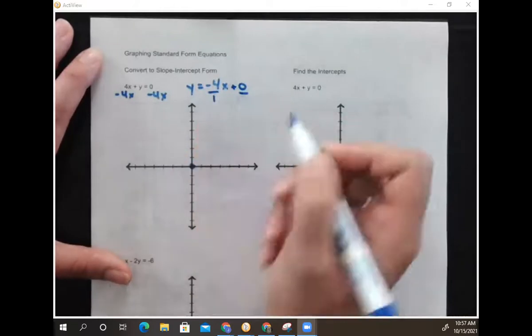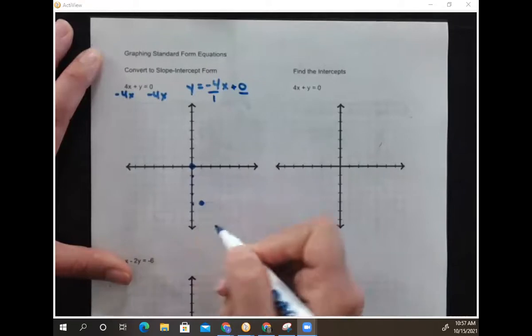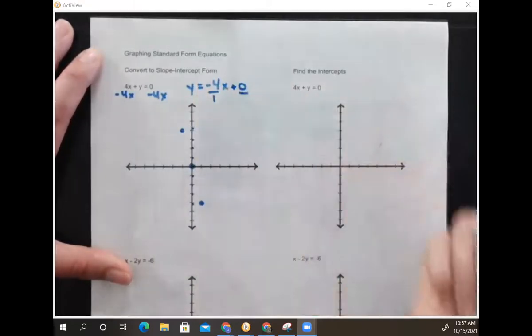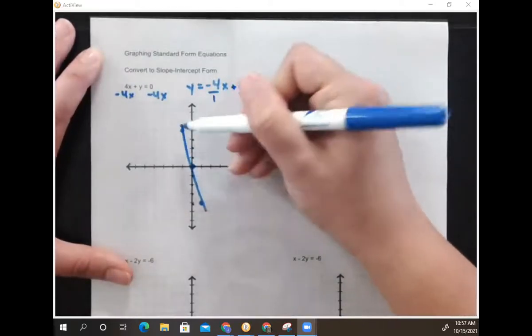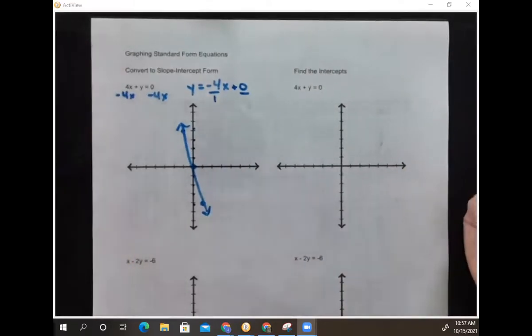So I'm going to go down 4 and over 1. 1, 2, 3, 4, over 1. 1, 2, 3, 4, and back 1. So I get 3 points on my graph. Connect them, throw your arrows on the end. Not too bad? This one was pretty easy to change to slope-intercept form.